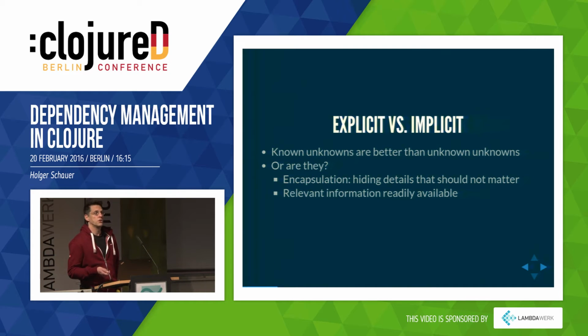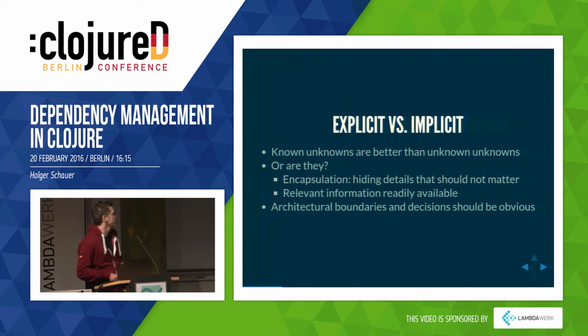So for instance, all the names of Clojure core, the Clojure core language, are available without programmers having to import that, right? And also, when we write our own code, we often want to hide details that are better left unspoken, right? We want to hide them in a corner and be able to change that without affecting callers, without having other people have to change their code. But of course, we want relevant information to be readily available, right? And that's exactly the point, again, where architectural boundaries and decisions should be obvious in our code.